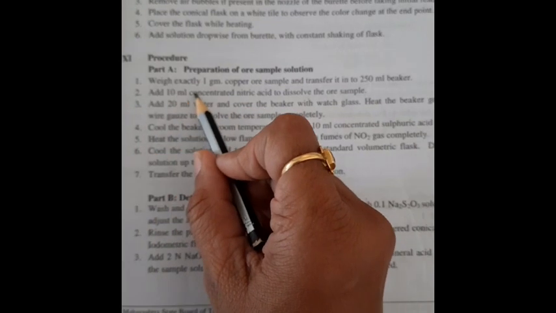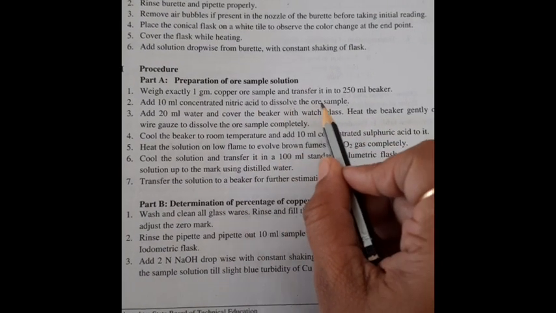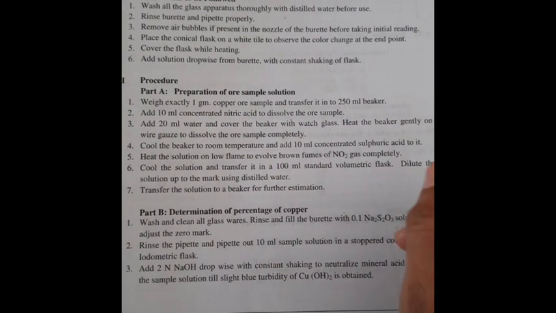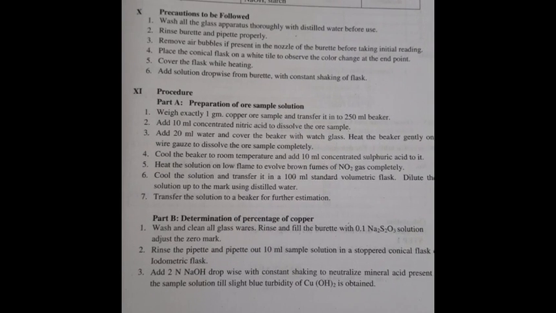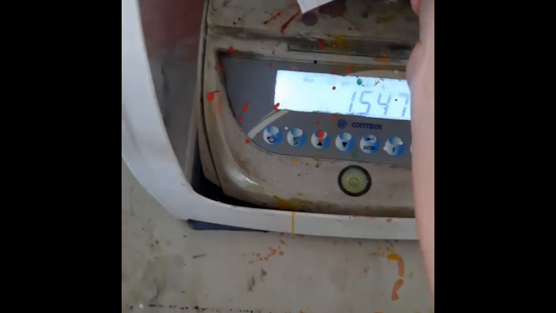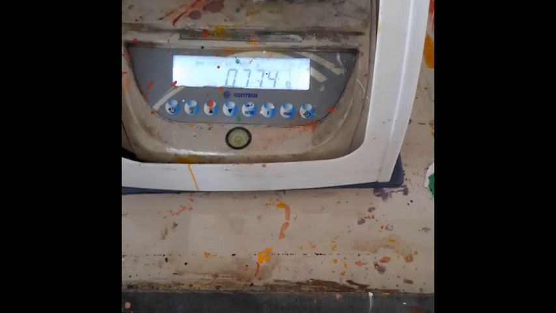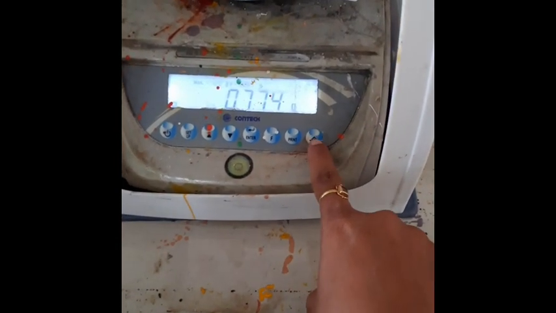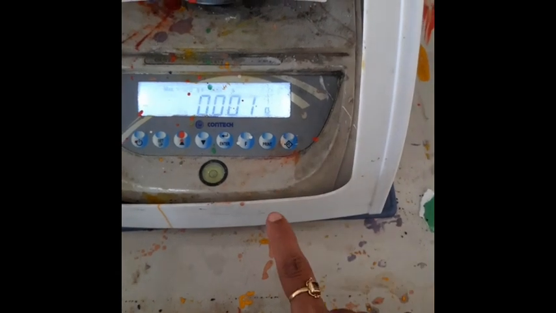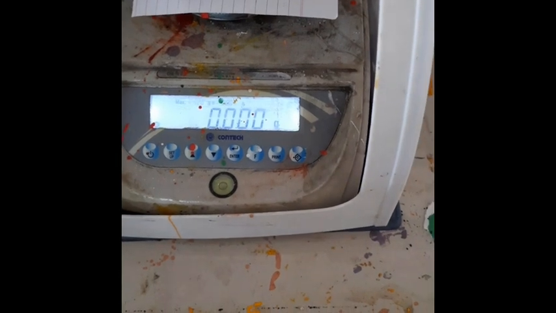For that, what we have to do? We have to weigh exactly 1 gram of copper ore sample and transfer it to a 250 ml beaker. So now I am going to weigh 1 gram of copper ore. This is the electronic balance. Keep the weighing paper on it. It will show the weight of the paper. Tare it to zero like the previous one. Now the weight of the paper is zero.